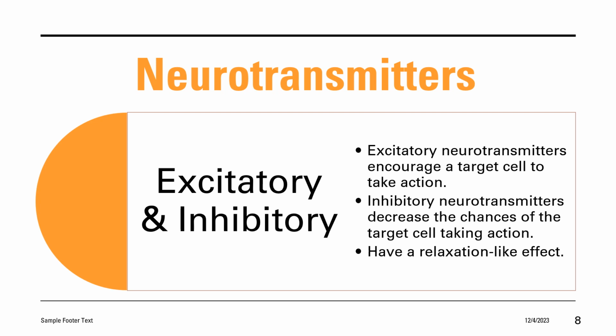Last, we'll talk about the neurotransmitters. So this is your excitatory and inhibitory. Your excitatory neurotransmitters encourage a target cell to take action, whereas the inhibitory neurotransmitters decrease the chances of that target cell taking action. Neurotransmitters have a relaxation-like effect.